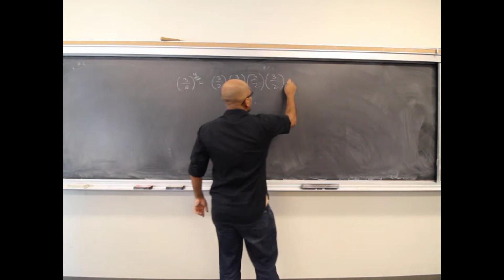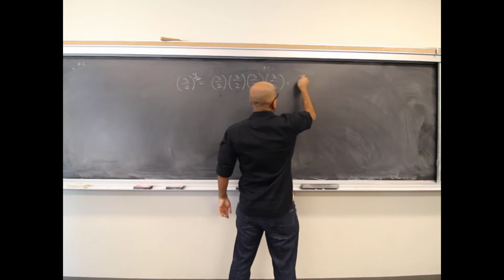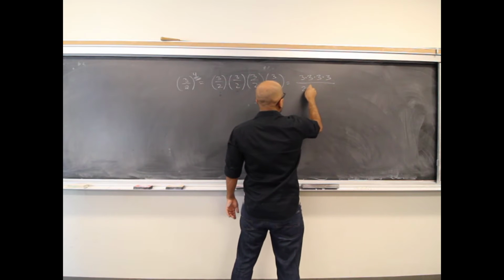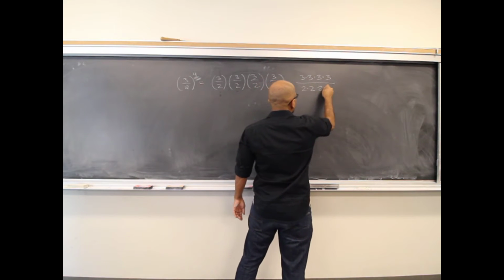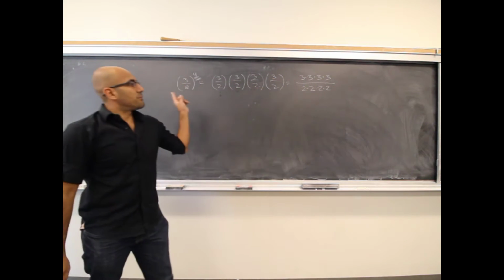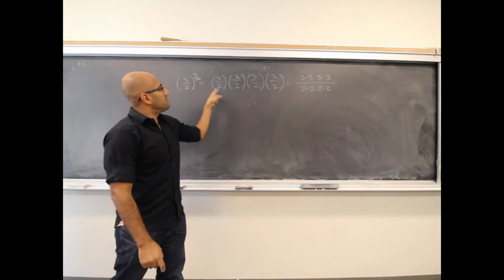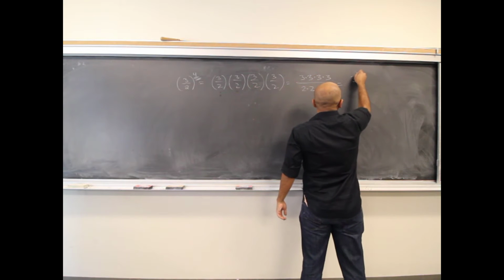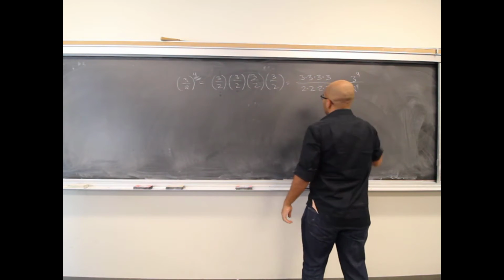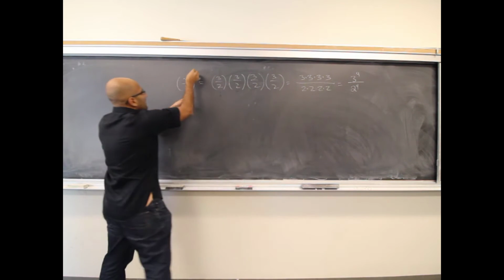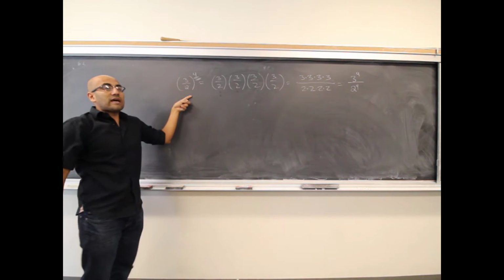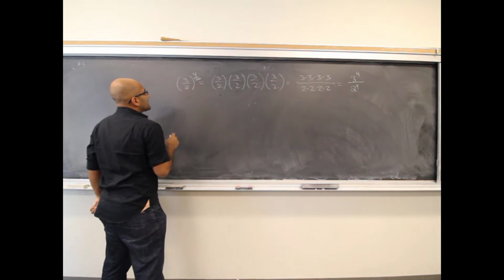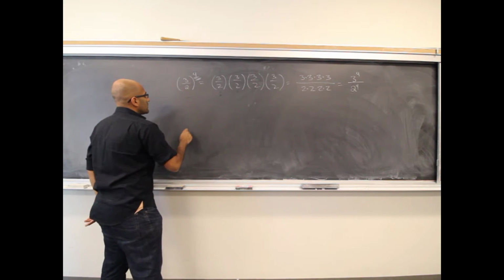And so this can be one big happy fraction of 3 times 3 times 3 times 3 all over 2 times 2 times 2 times 2. Right? I can multiply 3 times itself 4 times, 2 times itself 4 times. And so this can be written as 3 to the 4th power divided by 2 to the 4th power, which is again a very straightforward distribution of the exponents. Good? Okay.